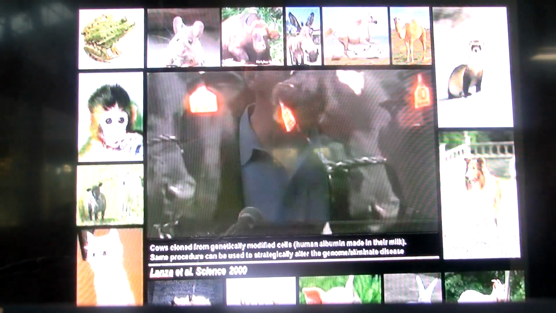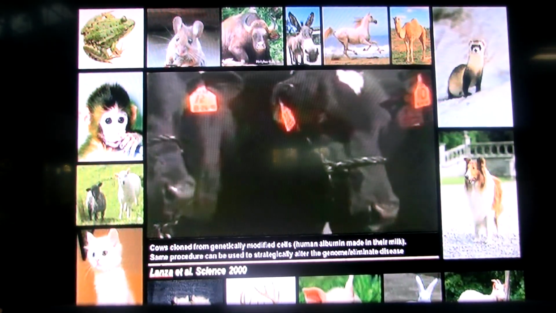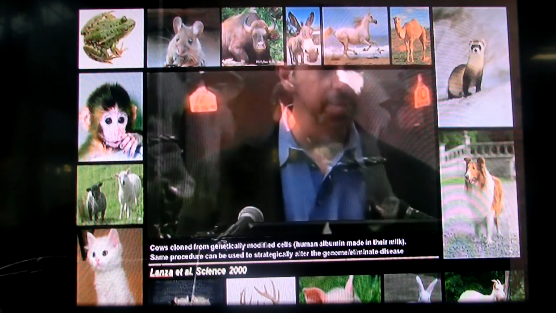So let's start with cloning. To date, about 24 different species have been cloned. Back in 1958, John Gurdon cloned the first animal, a frog. Since that time, of course, there's been Dolly the cloned sheep. We and others have cloned many other species: mice, rabbits, goats, and even cats and dogs.